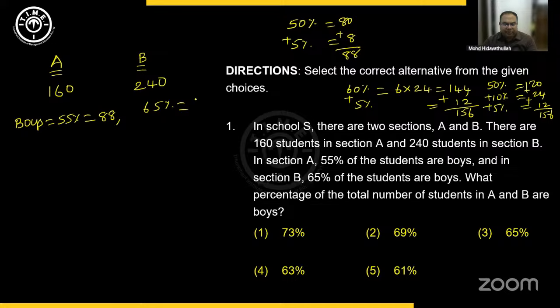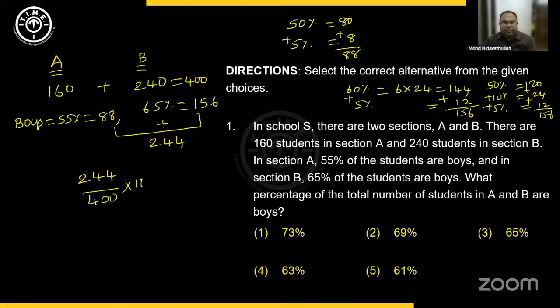65%, so it has to be 156. Right. What percentage of total students are boys? Total boys are 156 plus 88, 244. So 244 by total students, 400, into 100. 61%. 61% is present in option 1.